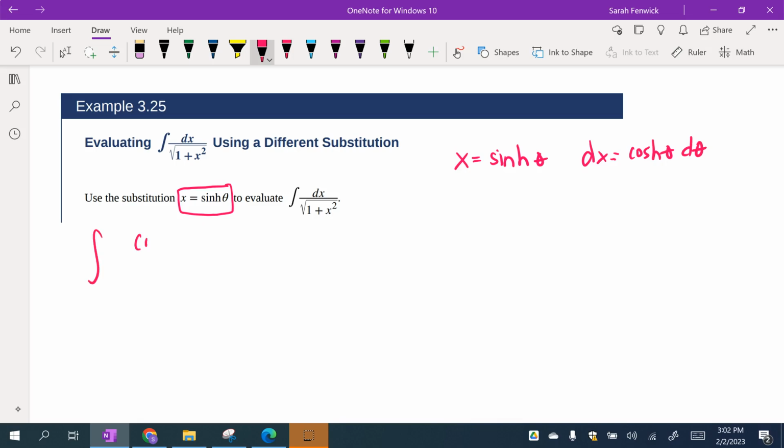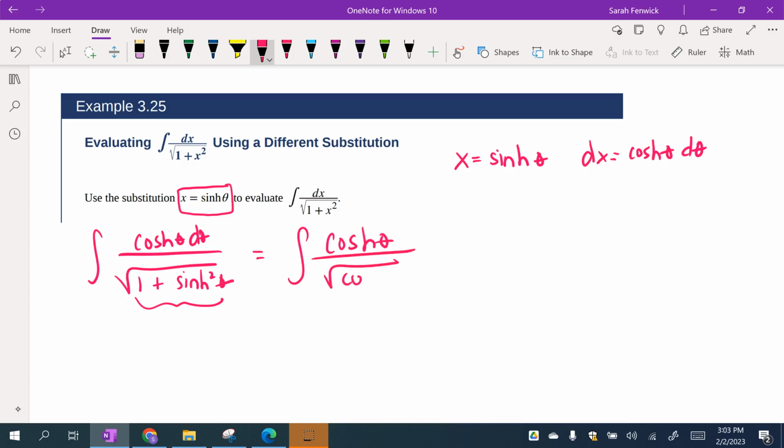So we have the integral of cosh theta d theta over square root 1 plus sinh squared theta, or sinh squared. Never write that one right. Let's try again. All right, this does fit the Pythagorean identity for hyperbolics, which is 1 plus sinh squared is cosh squared. So we have the integral of cosh theta over square root cosh squared theta d theta, which is the integral of cosh theta over cosh theta d theta, which is the integral of 1 d theta.